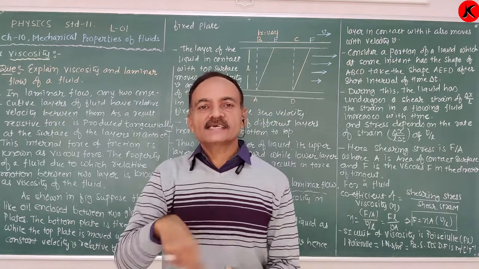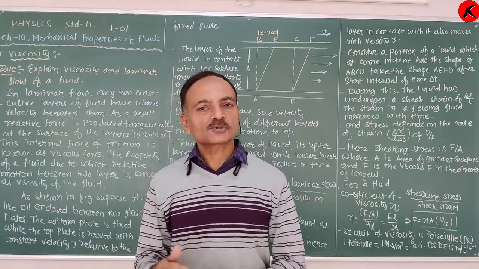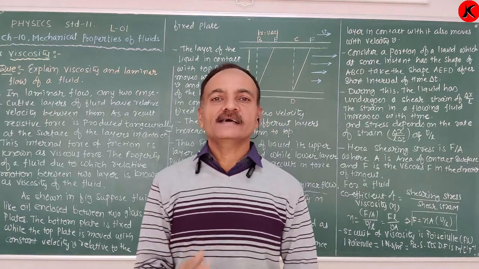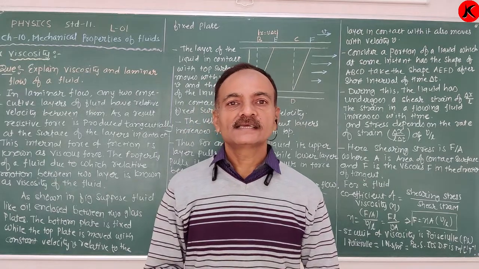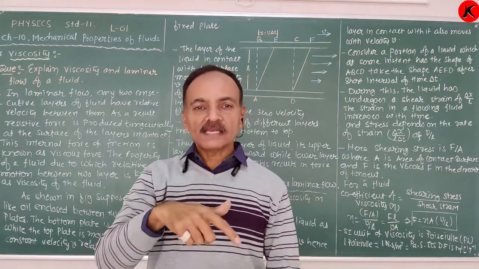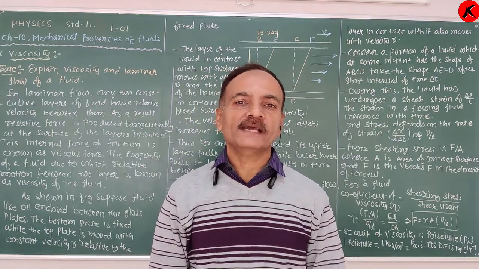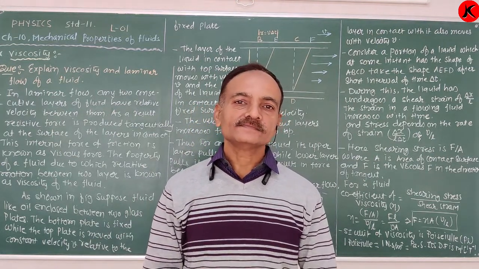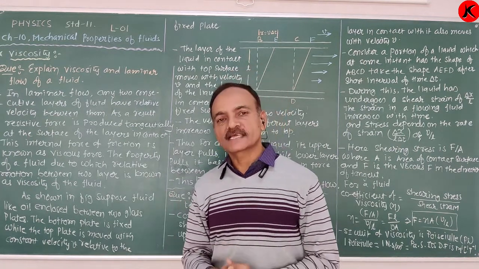And when we stir this tea or the milk, we also see that the inner layer, in the center part, has more velocity compared to the milk or the tea in contact with the outer surface of the cup. Here we are going to discuss this thing.